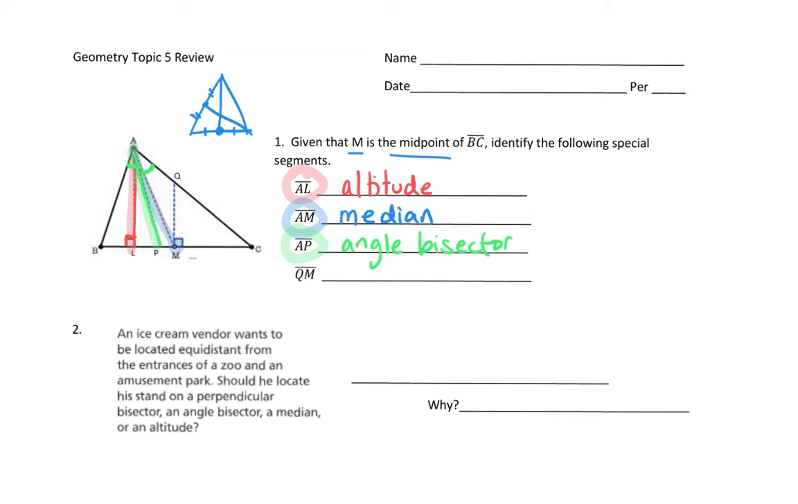Last up is QM. All right, QM, this guy right here. QM, I see a 90-degree angle, so that tells me perpendicular. And also, I remember that M is the midpoint. So if M is the midpoint, and it makes a 90-degree angle, then that's perpendicular because of the 90, bisector because of the midpoint. So QM is a perpendicular bisector.